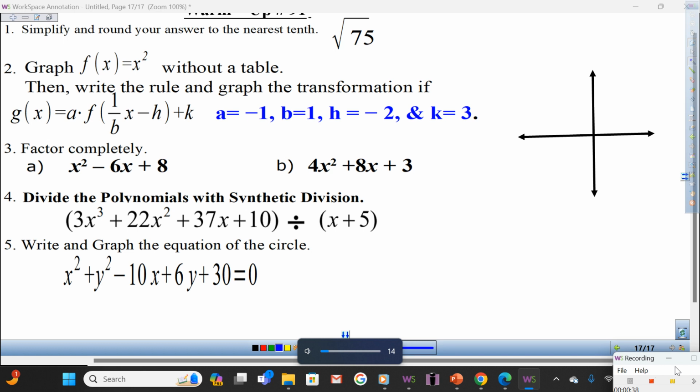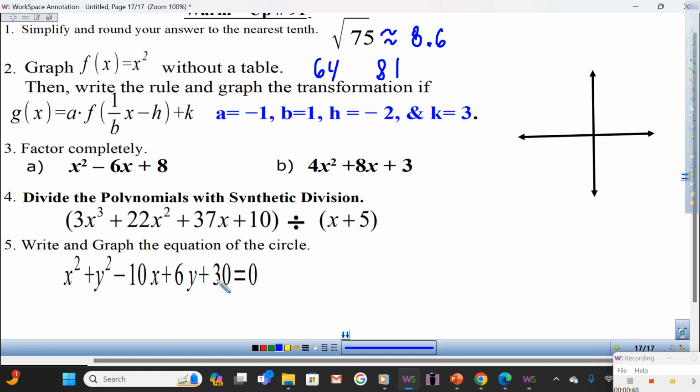Looks like Martin's got it. All right. Let's see. What'd you get for number 1? Martin. 8.6. Hands if you got 8.6. Looks about right. And this is in between 64 and 81. Is that correct? Yes? All right.